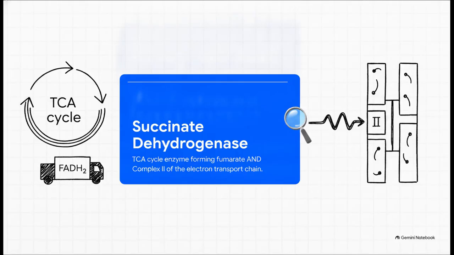Next up, succinate becomes fumarate via the enzyme succinate dehydrogenase. And we load a slightly different truck this time, FADH₂. But I really want you to pause and think about this definition because it's mind-blowing. Succinate dehydrogenase is an incredible dual agent.